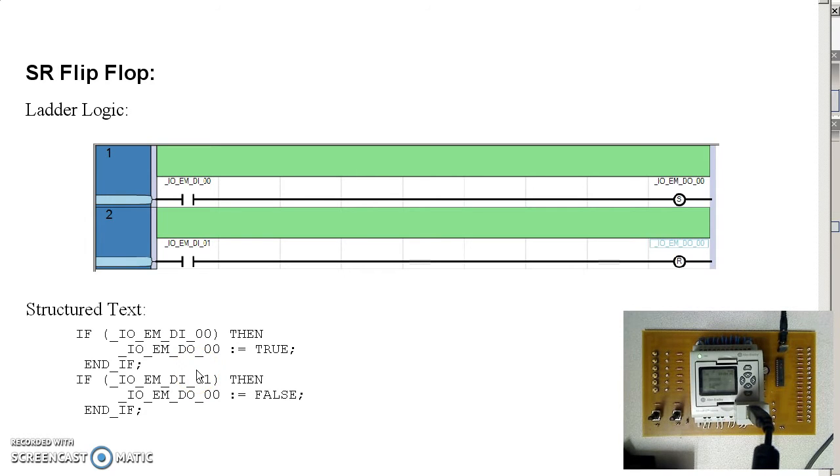Next, let's look at an SR flip-flop. SR flip-flops with ladder logic has a set and reset button. In structured text, that's really an if statement. We say if I push the first or input 0, then output 0 becomes true. Once it's set, it will remain set until cleared. If I push button 1, then output 0 gets cleared. Otherwise, do nothing. That's an if statement.